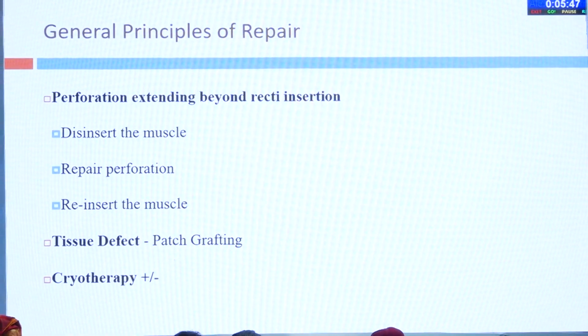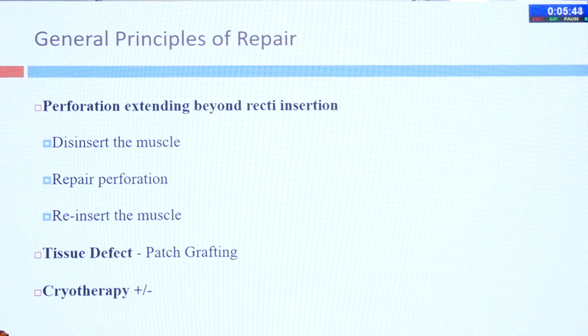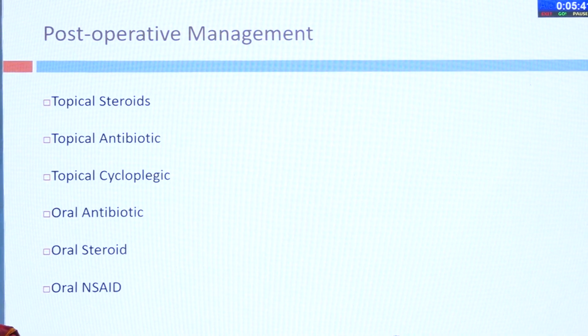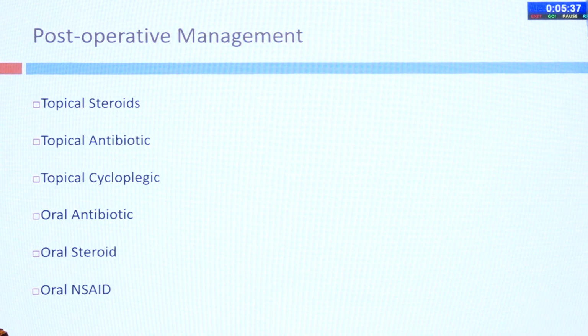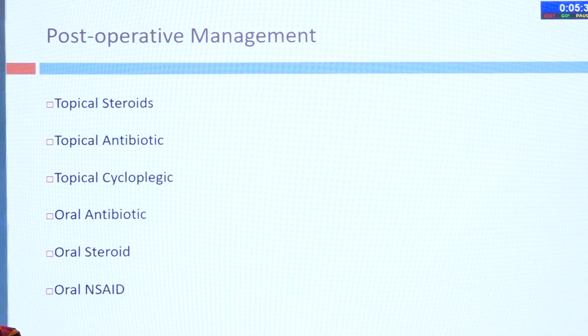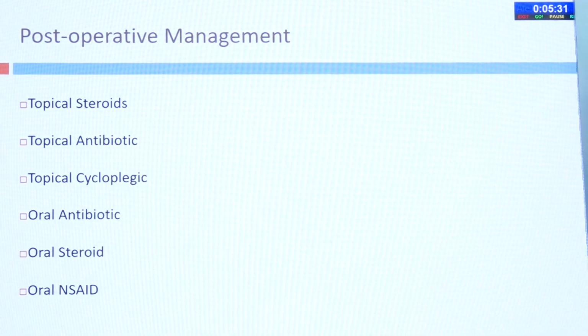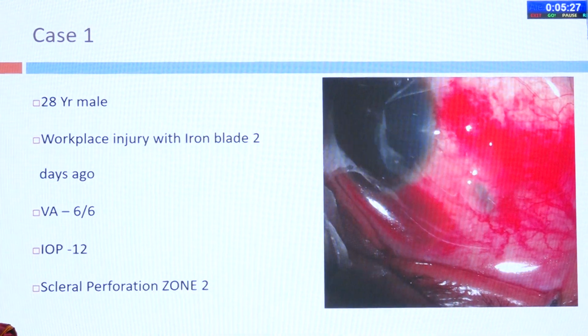In case it is extending beyond your recti, you need to first disinsert the rectus muscle, repair the sclera, and then reinsert the muscle. Post-operative management: topical steroid, antibiotics, cycloplegic. Important here is oral steroids because these are patients who are at risk for sympathetic ophthalmitis. So initial few days or few weeks of oral steroid is essential.